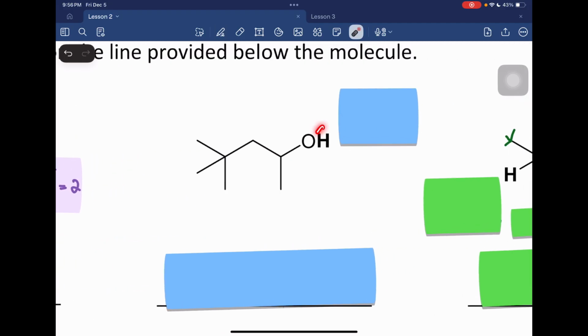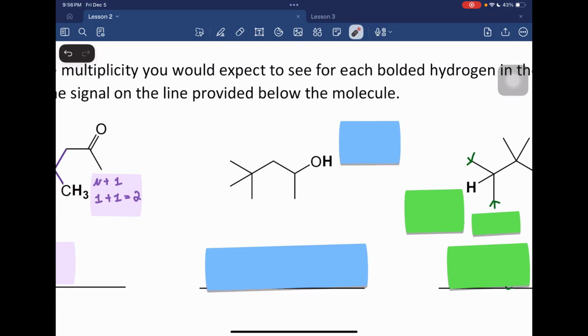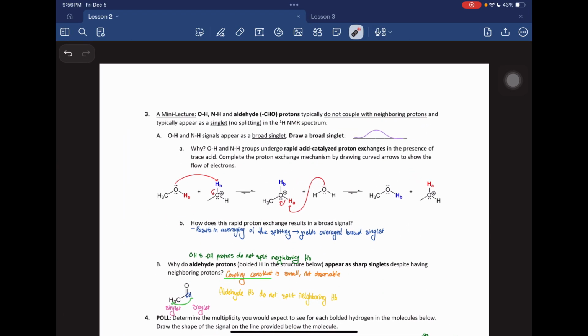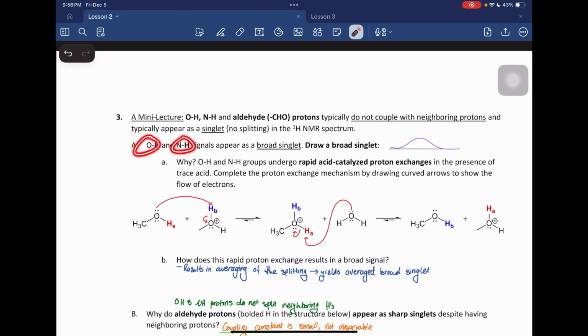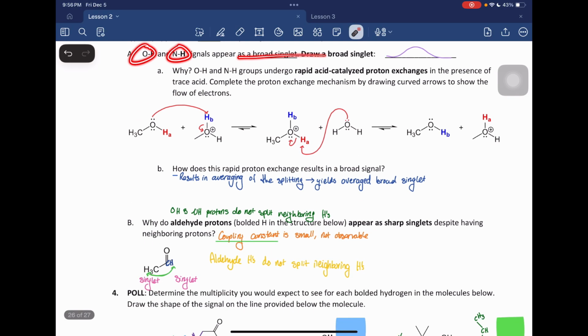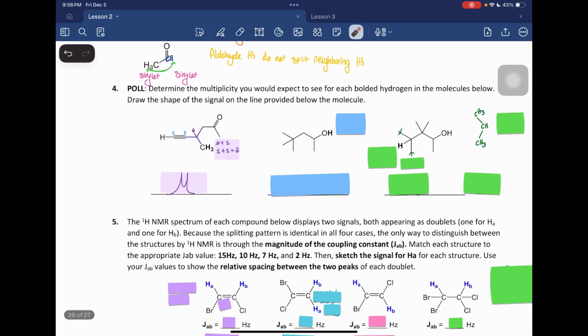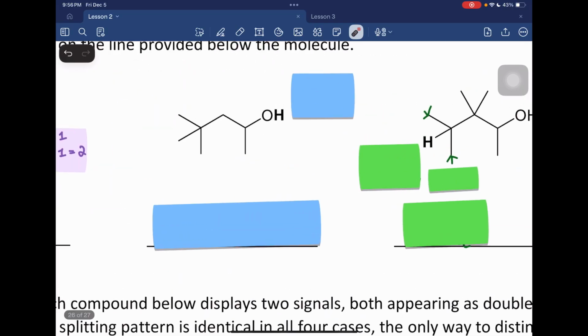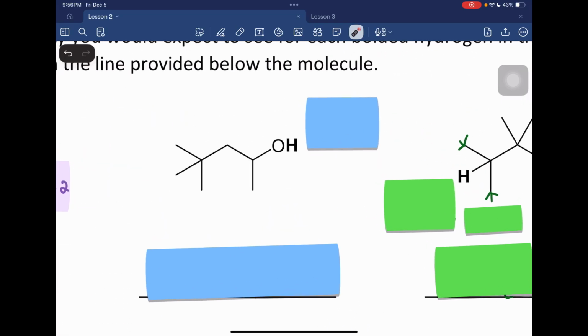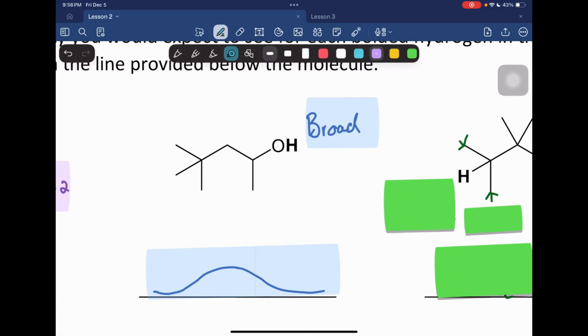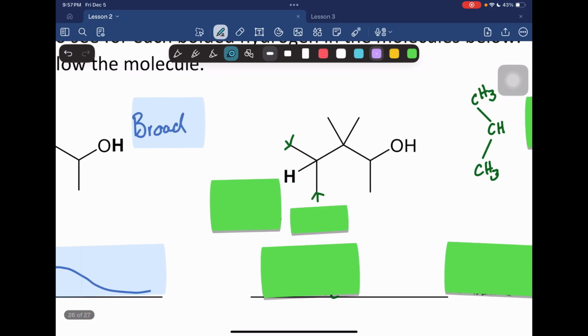Next, this H. Remember what we said before up here, OH and NH appear as a broad singlet because exchange results in averaging of the splitting and yields an average broad singlet. So this is just going to be a broad signal, and it's going to look like that.